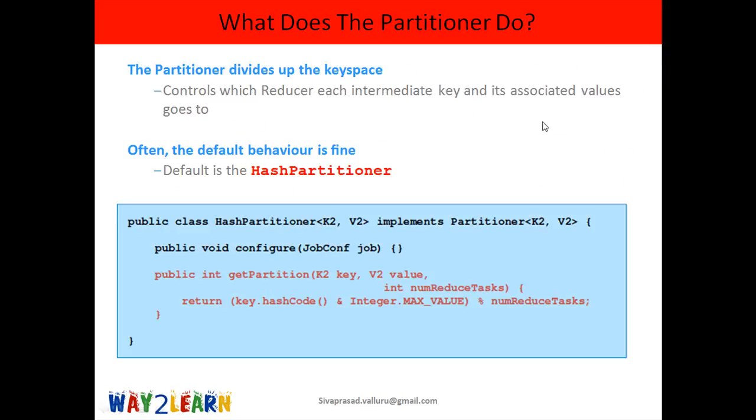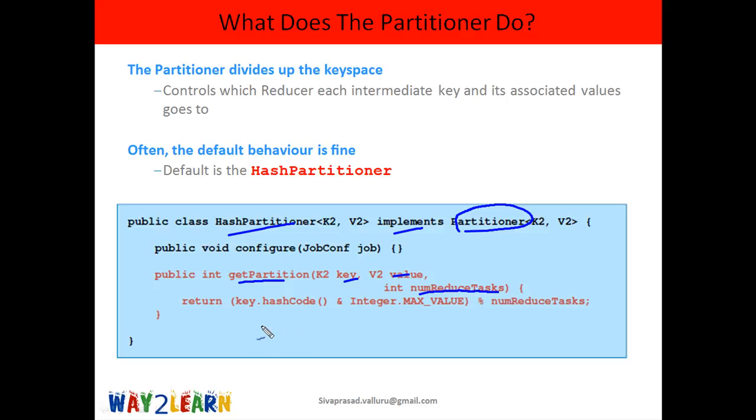If you want to write your own partitioner, or see how the hash partitioner is implemented, this is the logic of the hash partitioner. It implements an interface called partitioner, where you have only one method called getPartition, which is passed the key and value, and also the number of reduce tasks.